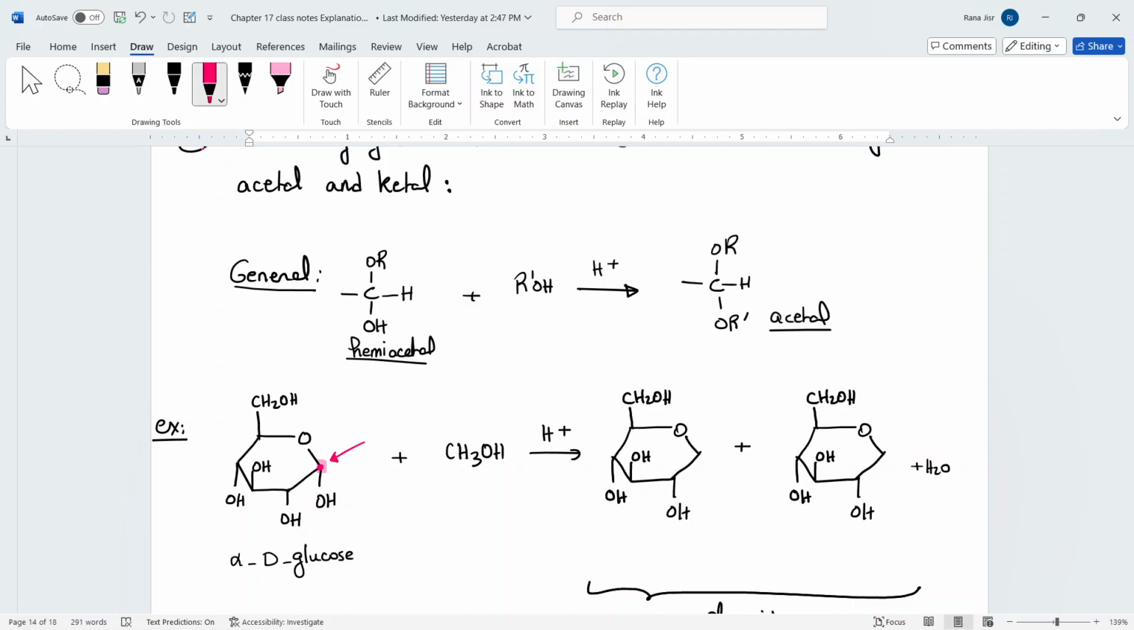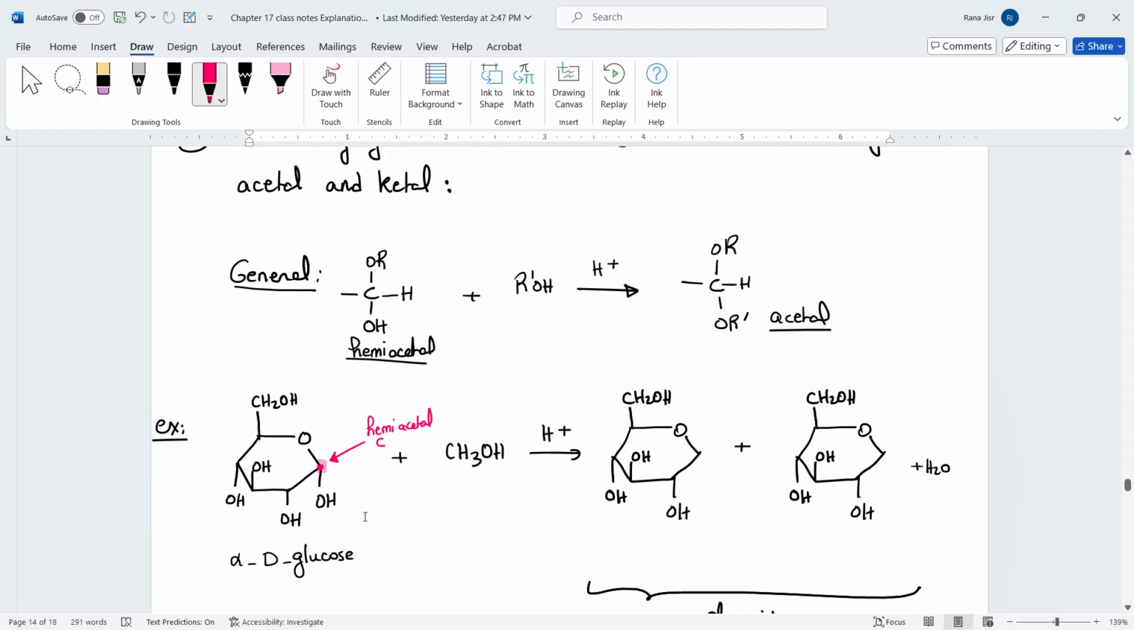This carbon over here is going to determine if I have an acetal or a hemiacetal. So if you look at this carbon here and you see that it has an OH and an OR, do you see? This is a carbon with an OH and an OR. Then I would know that this is going to be a hemiacetal carbon in this case.